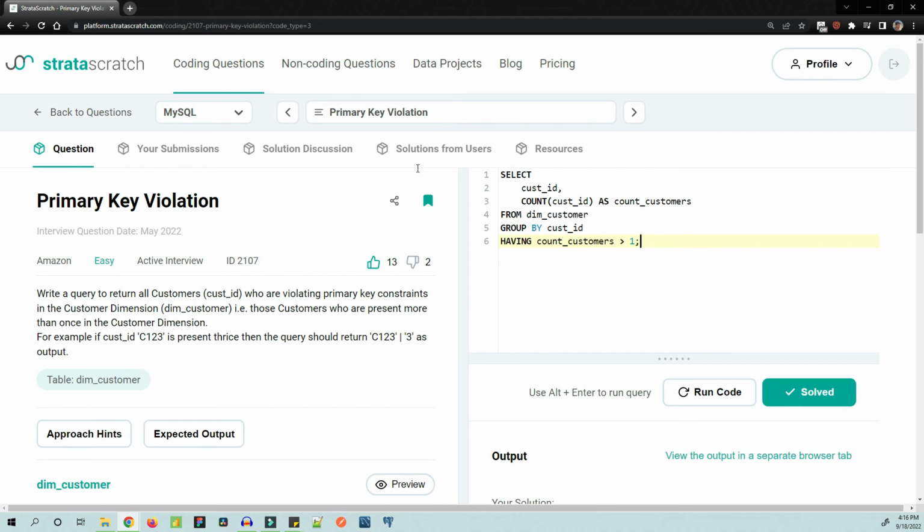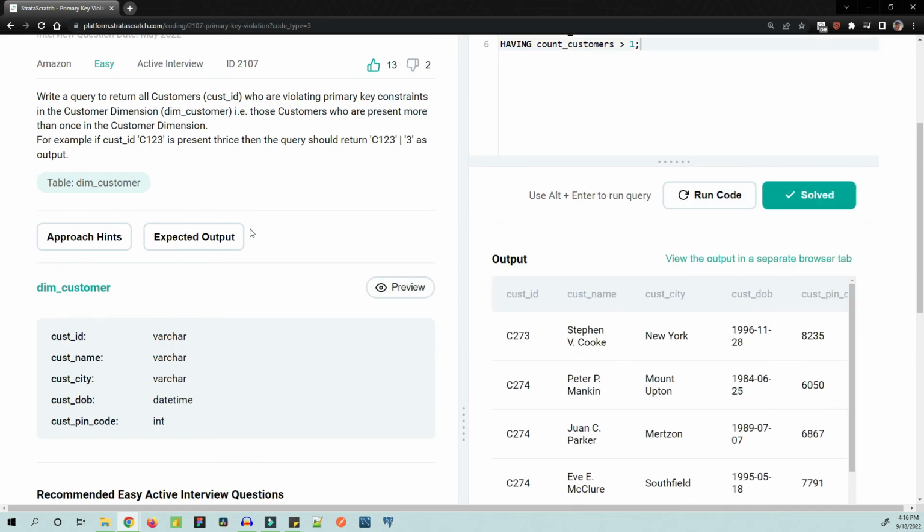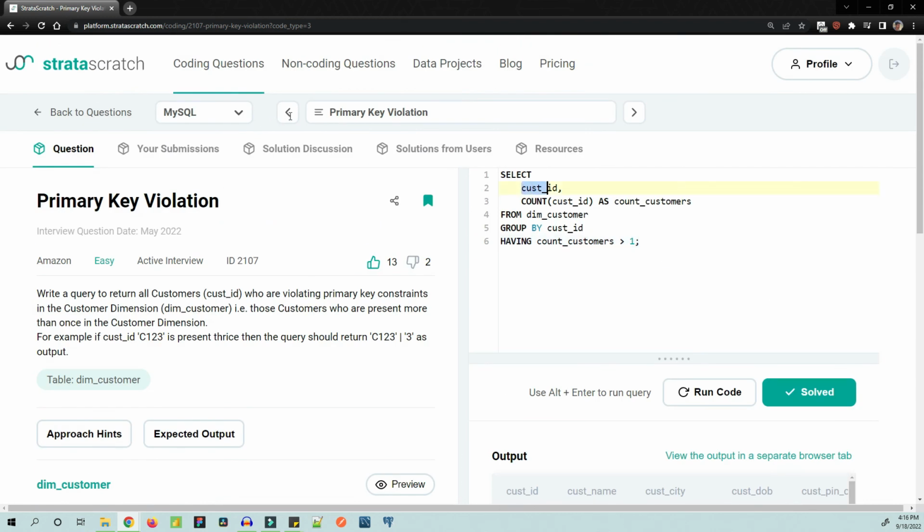So let's just go through it once again. What we did was, from the table, first we grouped by on the customer ID and then we outputted the customer ID and the number of times it is occurring, right? Then we put a condition clause saying that return the customer IDs that are occurring more than once, basically which are violating the primary key constraint, right? And we have the answer with us.